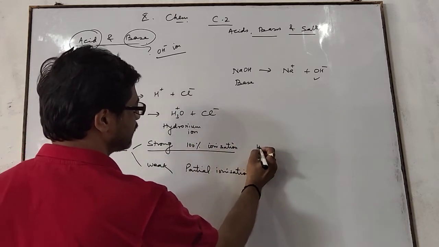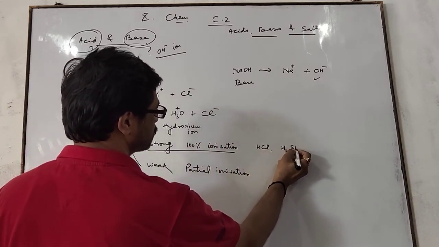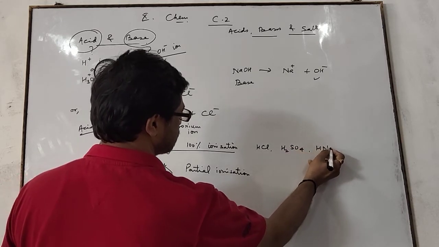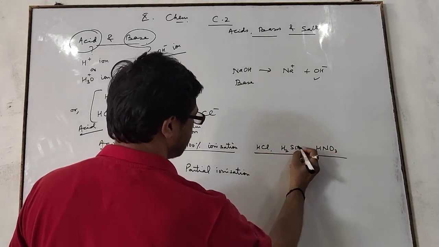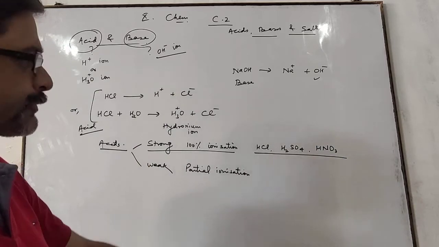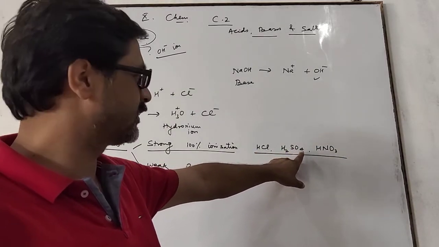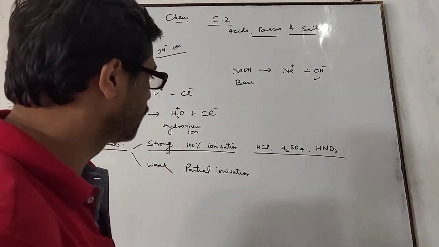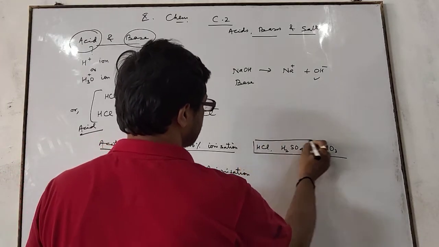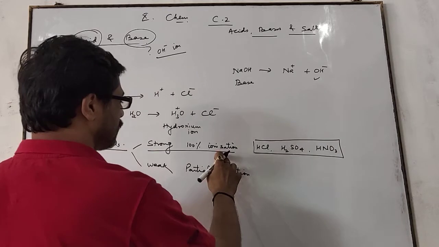Strong acids are HCl, H2SO4 and HNO3. These three are strong acids. This one is hydrochloric acid, this one is sulfuric acid, this one is nitric acid. Only these three are commonly used strong acids.